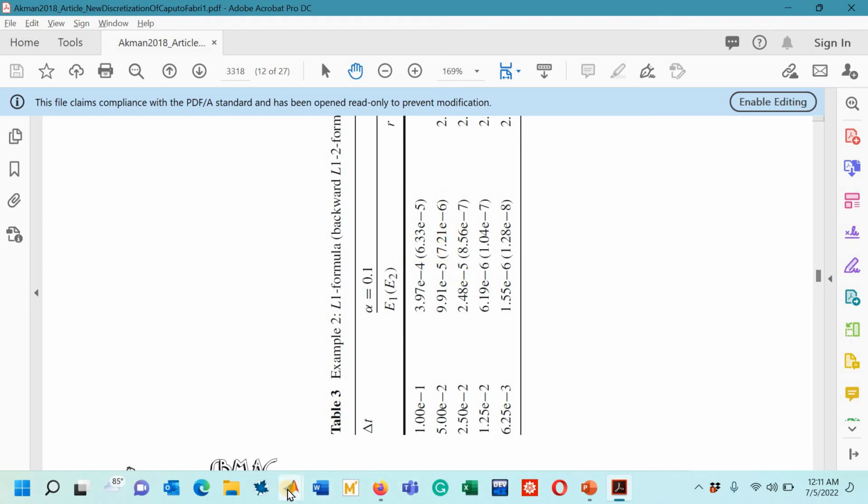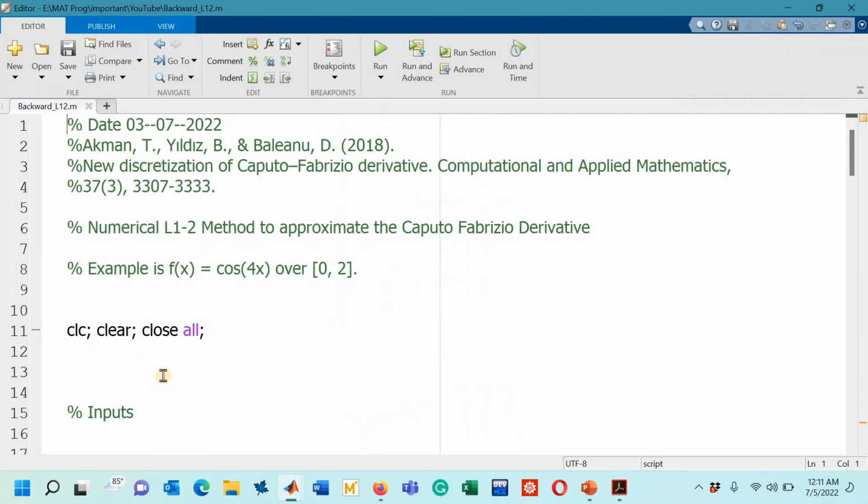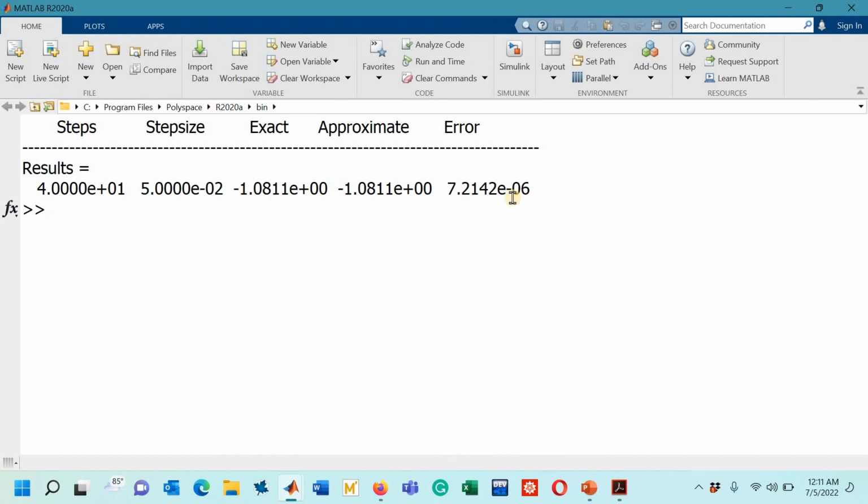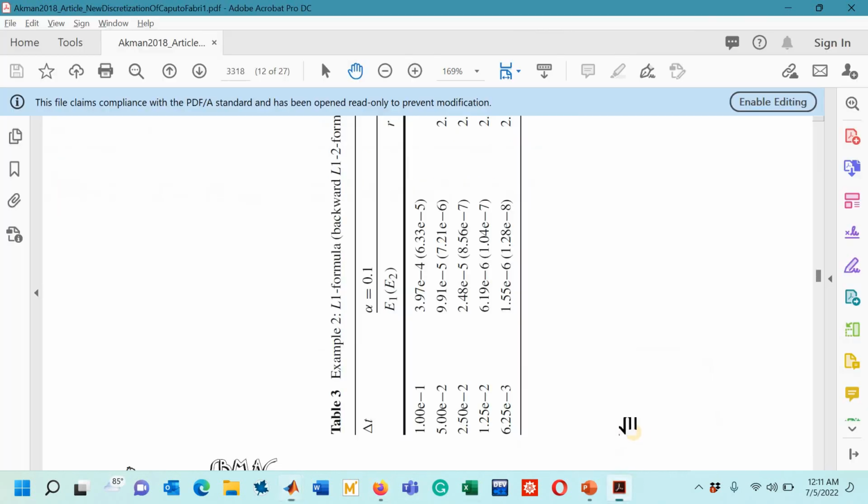If I run the code again with the step size 0.05, let's see what we obtain. So we have 7.214 times 10 to the power minus 6. Let's confirm it from the research paper and look at the amount of error. We have the same, 7.2110 to the power minus 6.